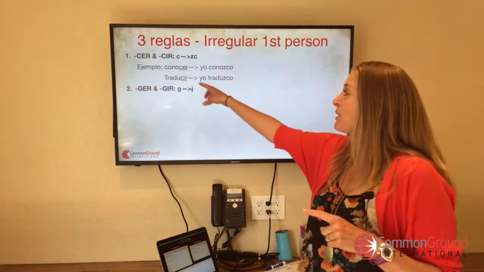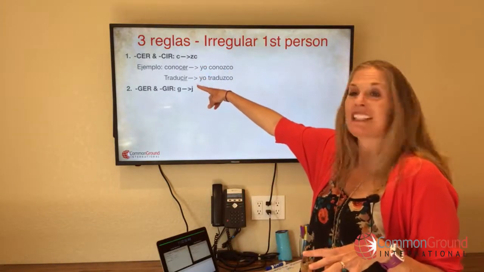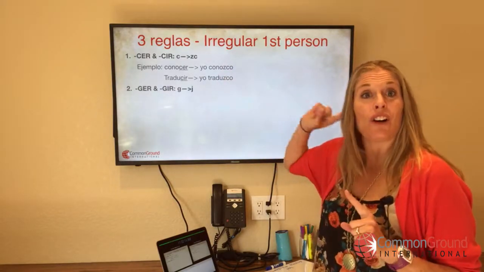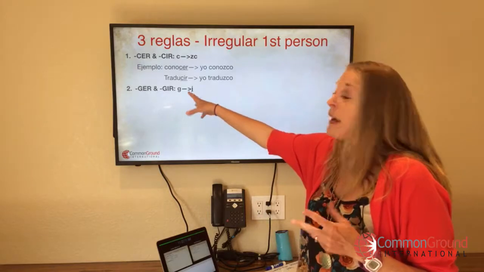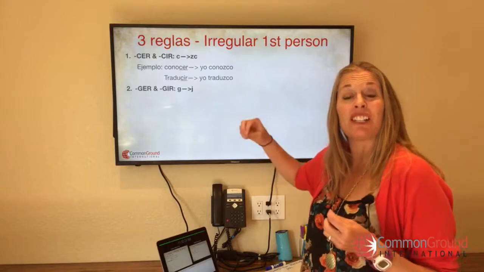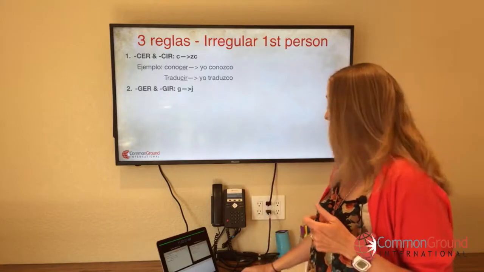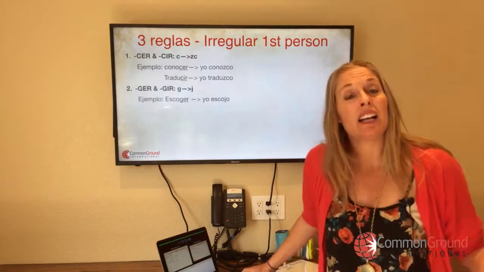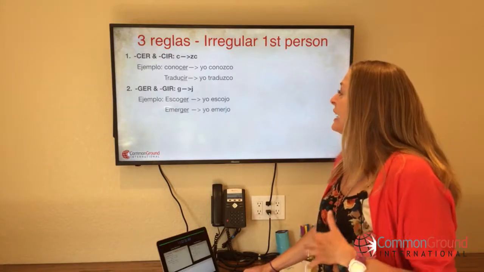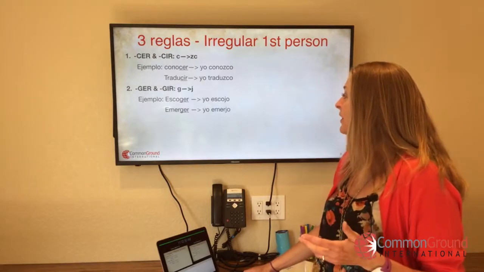Okay, so that's one rule. So any verb in the present tense, okay, that ends in CER or CIR, the yo form changes to the ZC, okay? Otra regla, verbos que terminen en GER, GIR, so GER to GIR changes the G to J. Por ejemplo, escoger, to choose or select, changes to yo escojo, okay? Emerger to emerge changes to yo emerjo, okay?